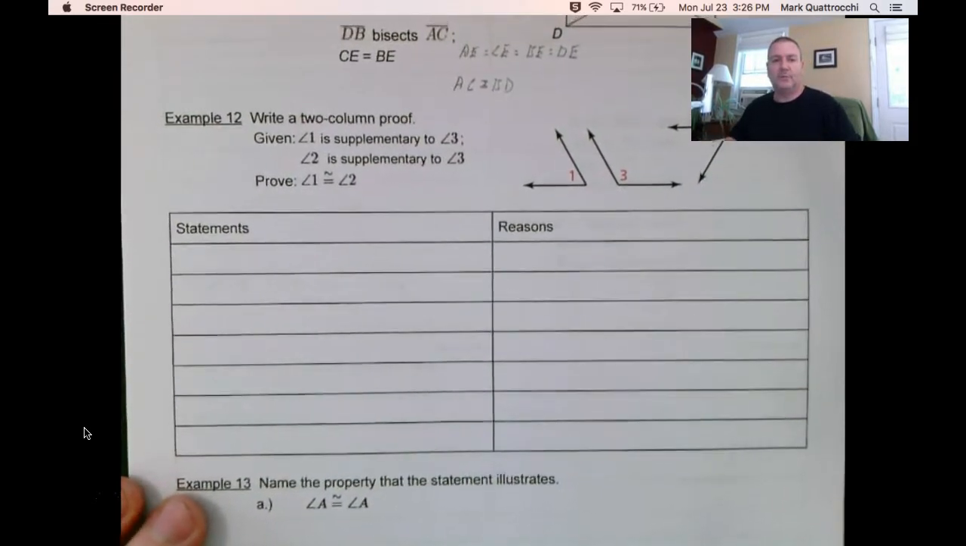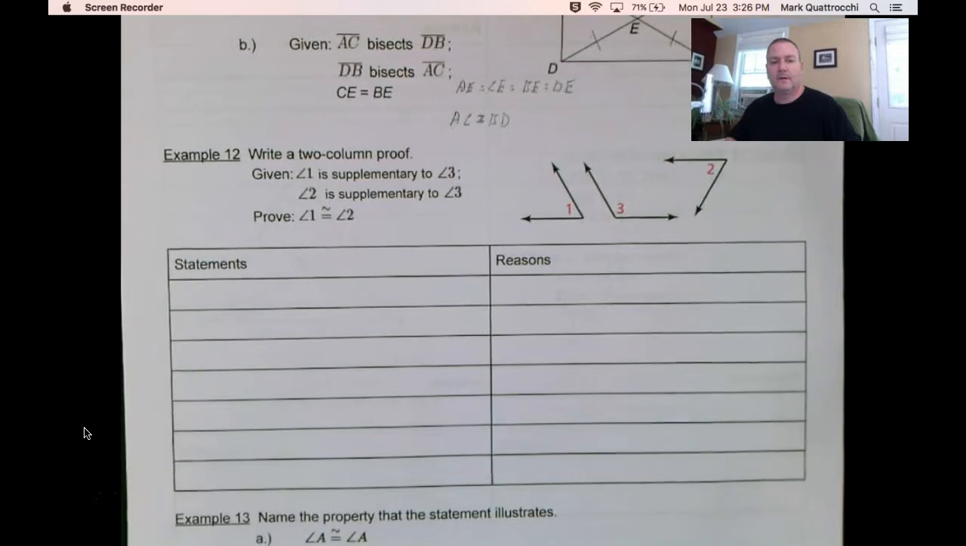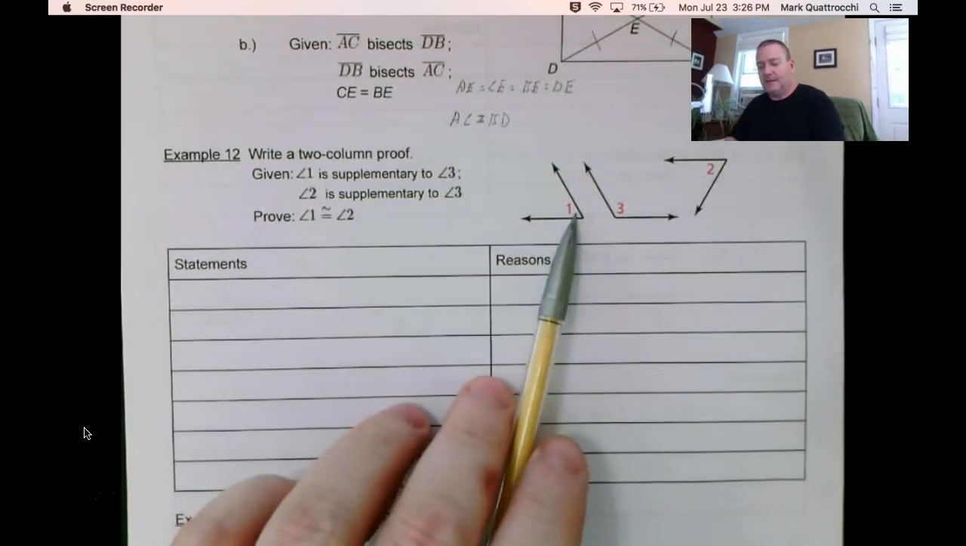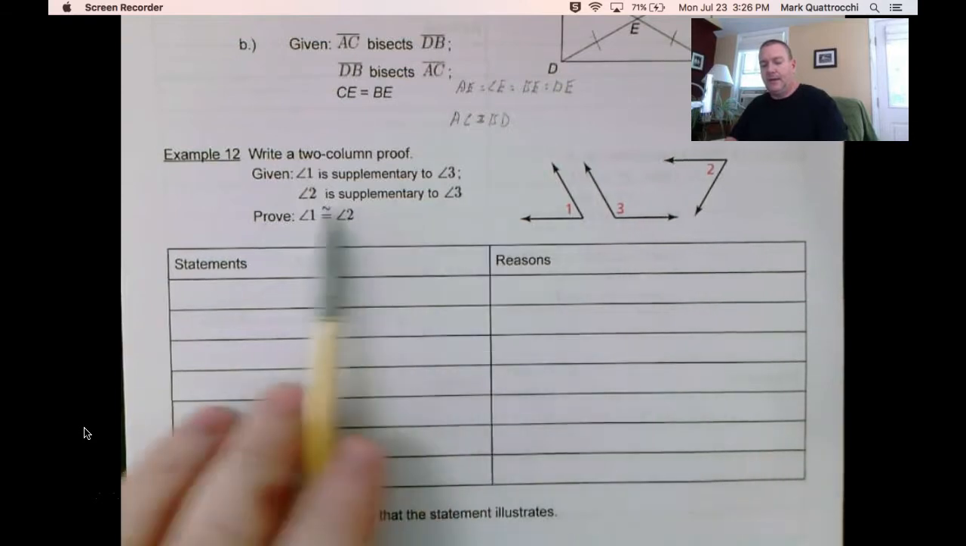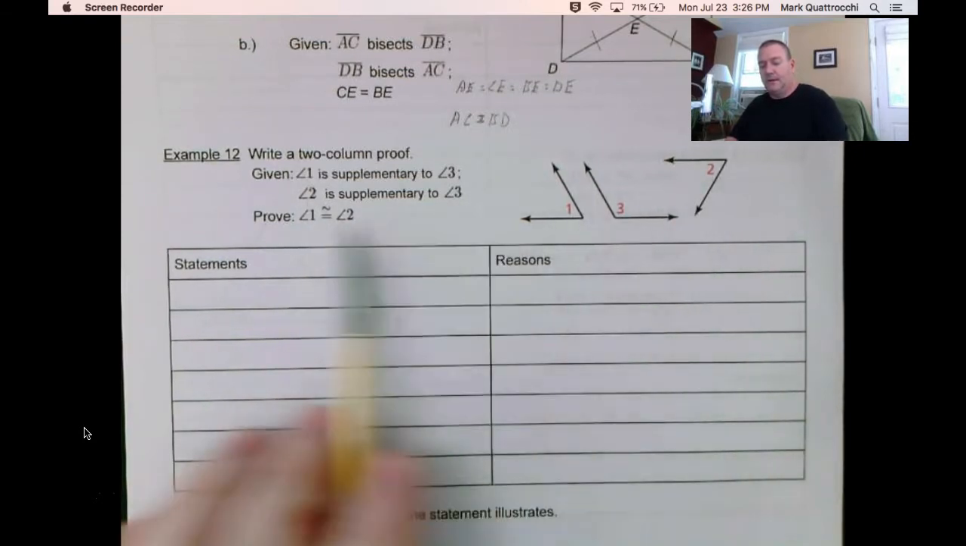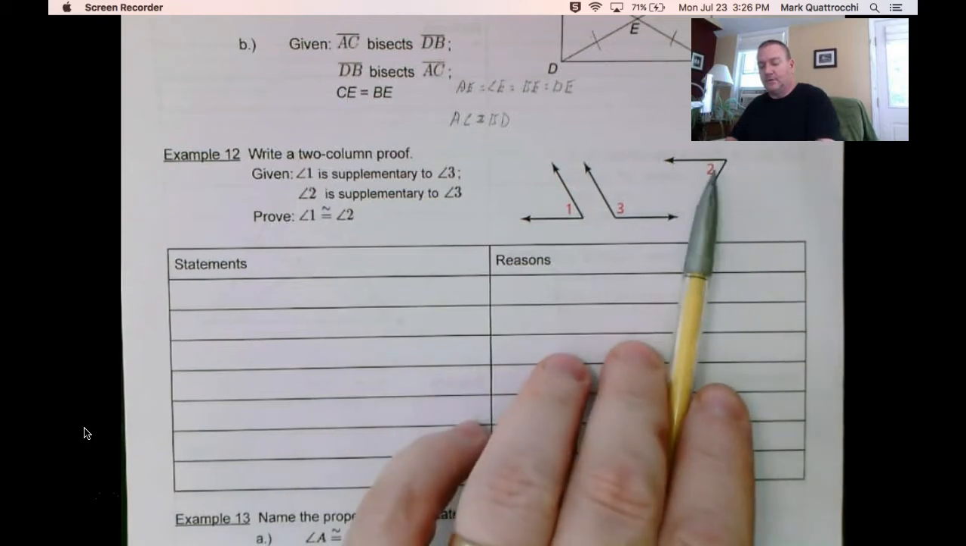Example 12, write a two-column proof. We're given that angle 1 is supplementary to angle 3, and we're given that angle 2 is supplementary to angle 3. And our goal is to prove that angle 1 is congruent to angle 2.